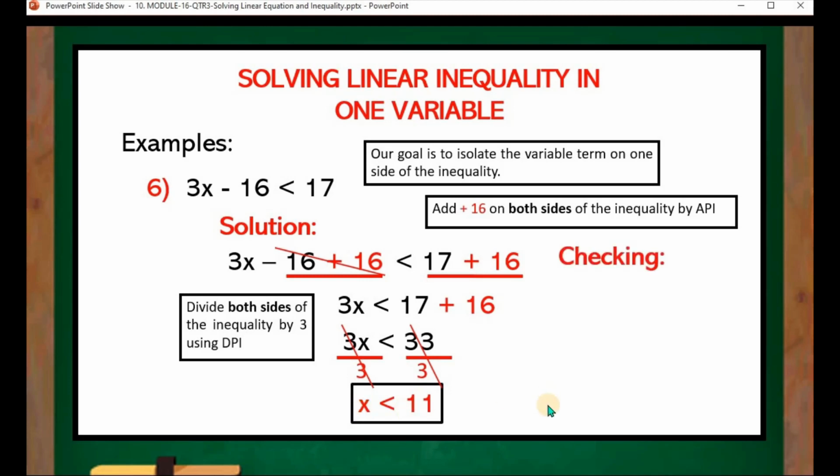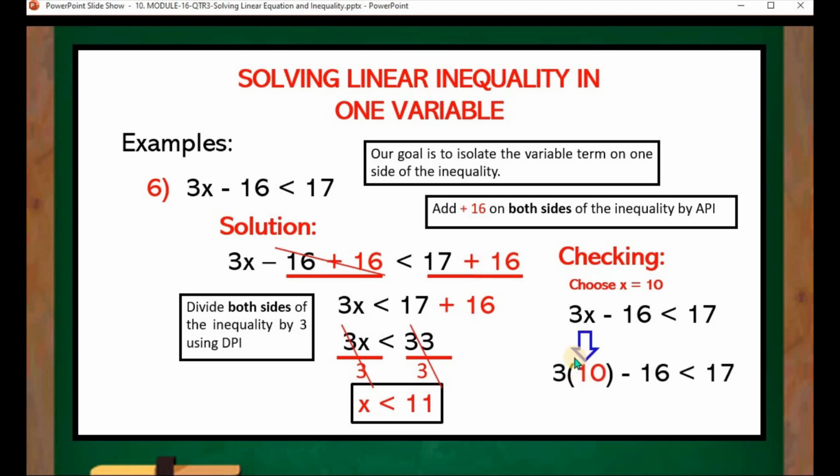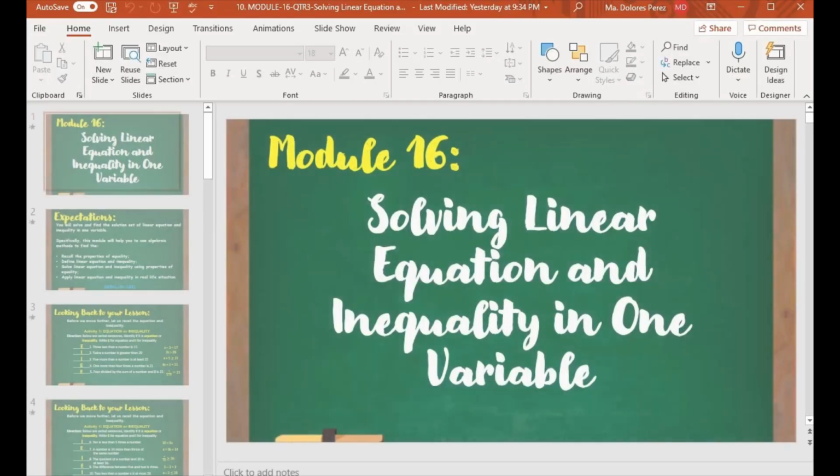So, kuha tayo ng isa doon para sa checking. Kunin na natin yung unang bababa, which is 10. So, ito pa rin yung gagamitin natin. 3x minus 16 is less than 17. Substitute natin yung x at 10. Magkatabi, times yan. Huwag kalimutan yung parenthesis. So, that will become 3 times 10 minus 16 is less than 17. So, that will become 30 minus 16 is 14 and that is less than 17. So, that is true. Okay?